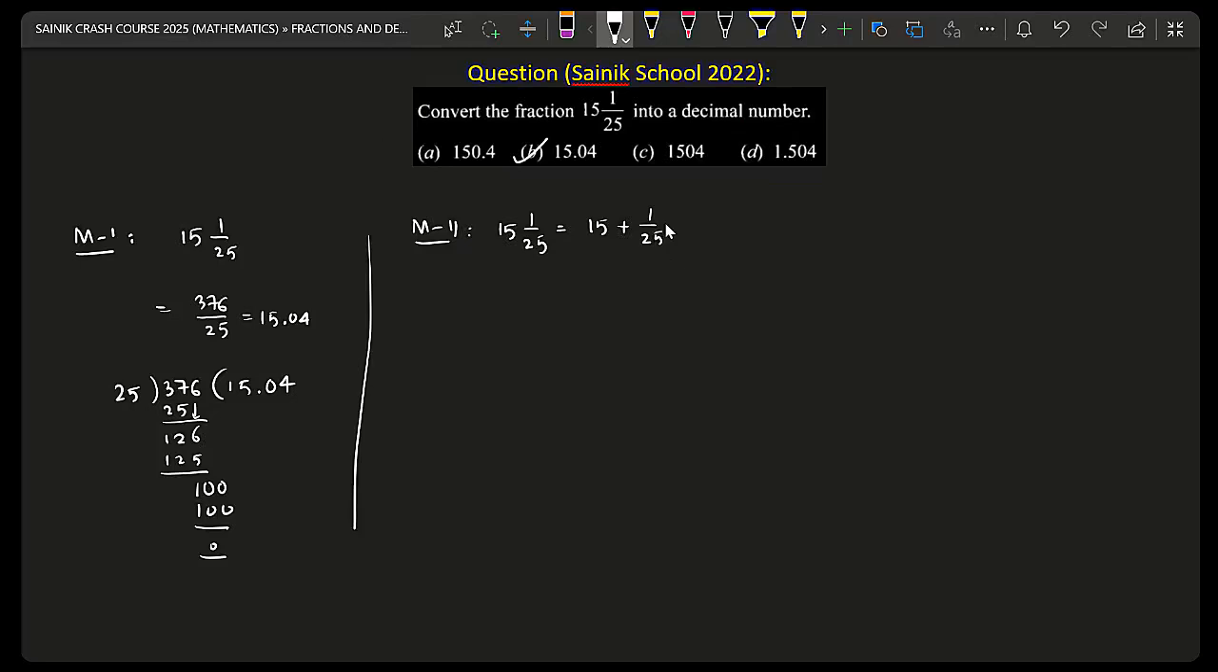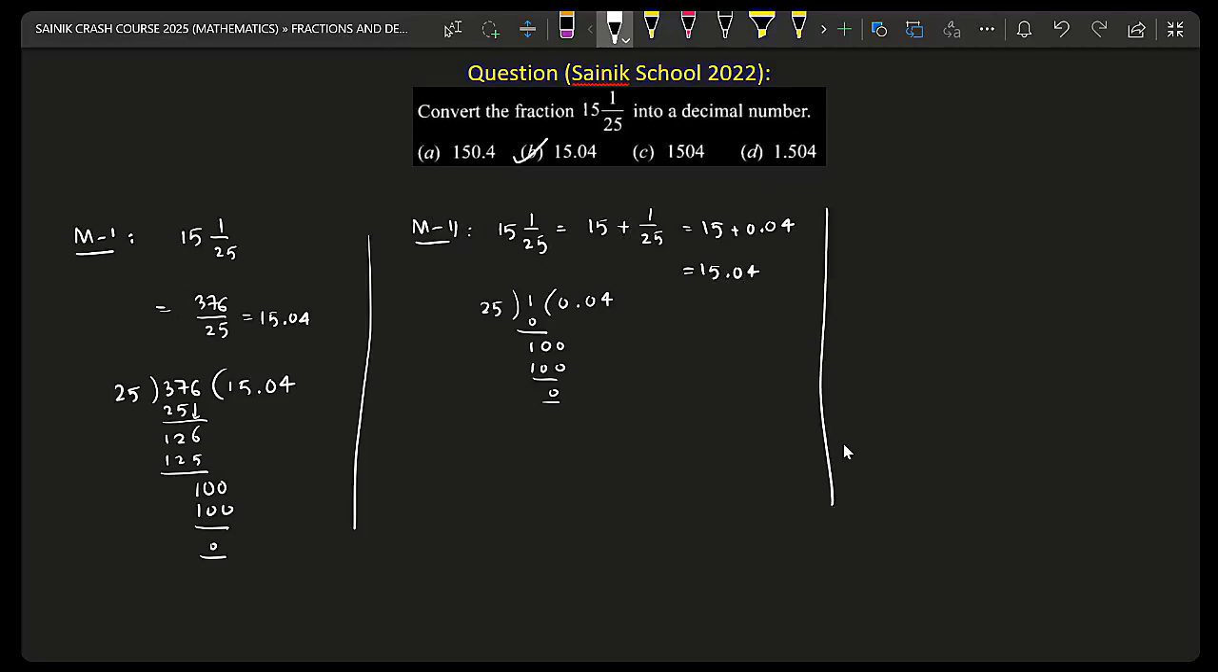So keep this 15 separate. 1 by 25 you can write in decimal form. Still you do division. 25 is dividing 1. 25 zeros are 0, 1. Use decimal point, this is 0. Use 0, one more 0. 25 fours are 100, remainder is 0. That means to 15 you can add 0.04. You'll get 15.04. Still we got the answer B.